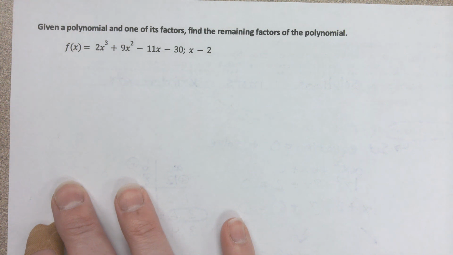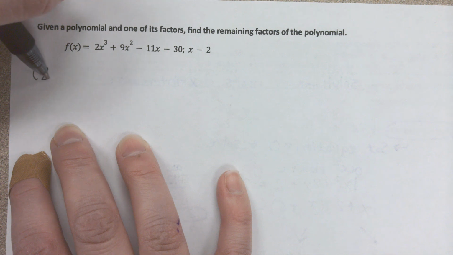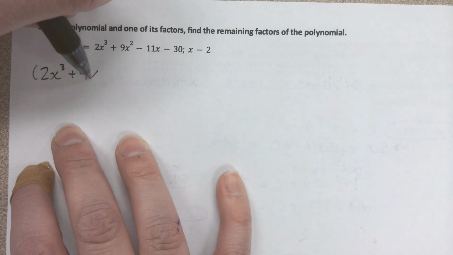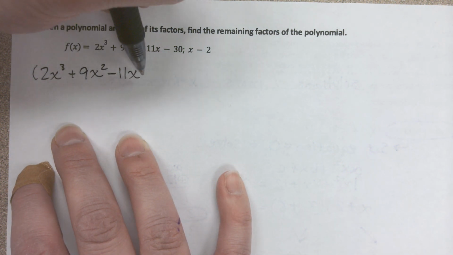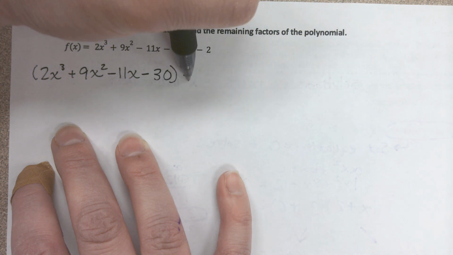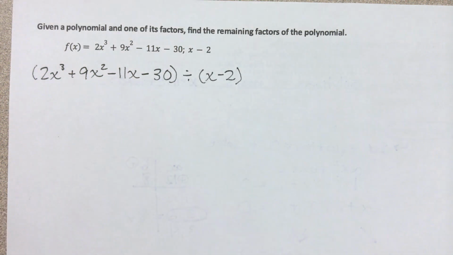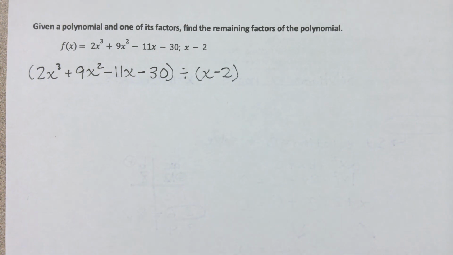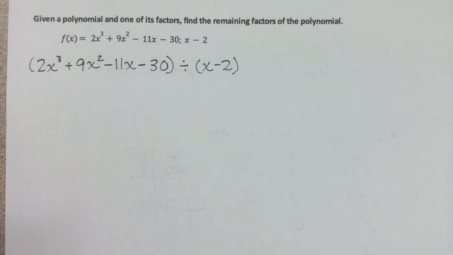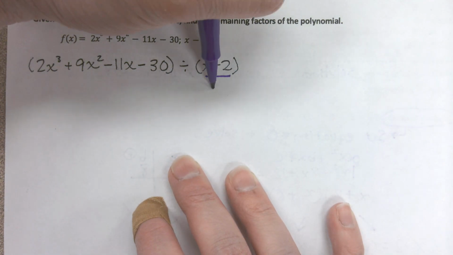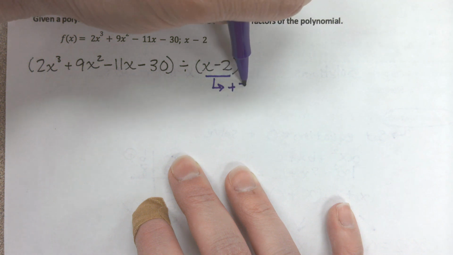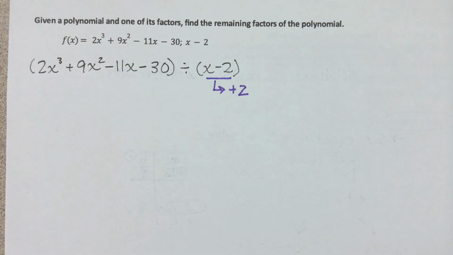Check all the place values first. X cubed, x squared, x, no x, we're good. This problem is 2x cubed plus 9x squared minus 11x minus 30 divided by x minus 2. We can start the synthetic division process. The very first thing we do is we take the number inside the parentheses and we change it to a positive 2. It's a negative 2, change the sign, it's now positive.